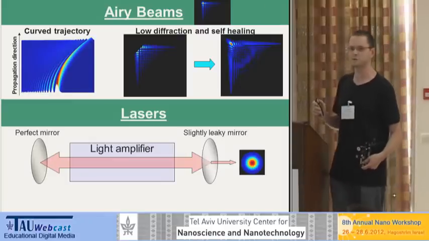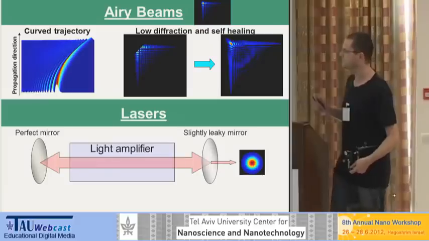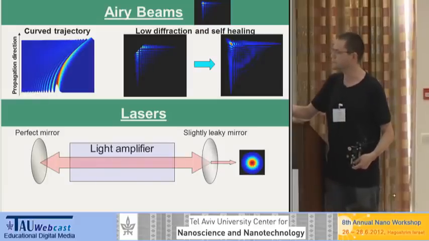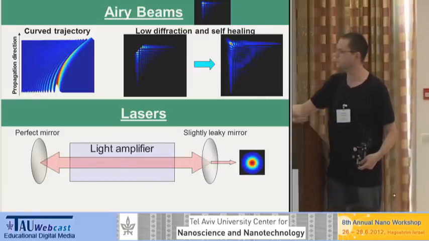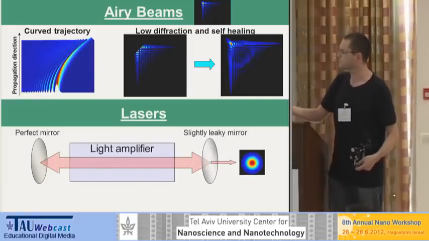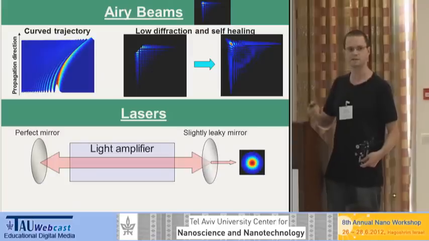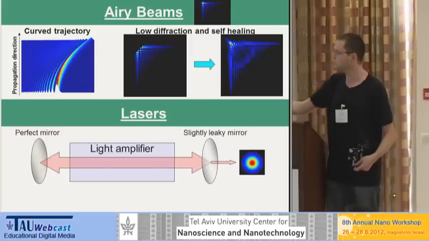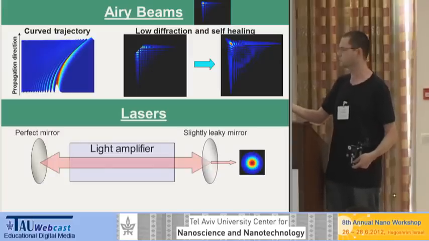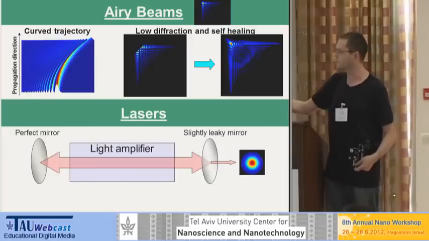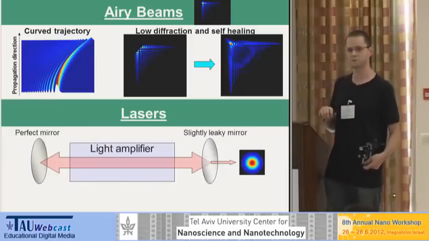Now let's quickly review what we know about how lasers work. A laser is actually a light amplifier placed between two highly reflective mirrors. But one of the mirrors has a very slight transmission. So most of the light gets reflected back and forth between the two mirrors, and that keeps the laser working. And a small part of the light leaks outside, and that's what we see. And because everything is so nice and symmetric, we get the nice round beam shape that we all know and love.